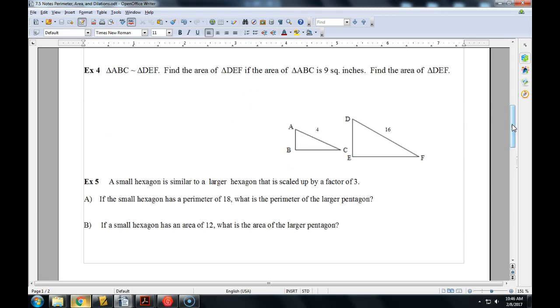For number 4, it says find the area of DEF, which is a larger triangle, if the area of ABC is 9. Notice I don't have the dimensions for the base and the height for this one, but I do know that the little area is 9. If I do the little area times the scale factor squared, that should give me the large area. Well, I need the scale factor. I know the little area is 9 times, well, let's find the scale factor. The scale factor is the big divided by the little.